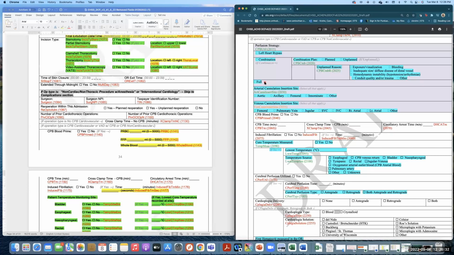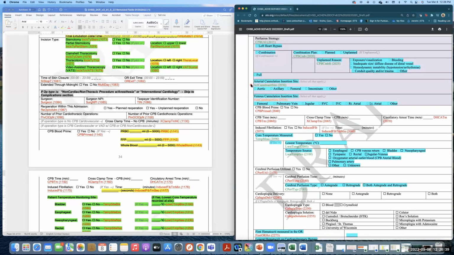The next thing we want to know is the arterial cannulation insertion site. This is the site where the arterial cannula is inserted. And Chastity told me that this is kind of new for you guys, that you're not used to looking at things with this detail level. So we will provide training on this, but basically we have an aortic choice, and that's very common. You have your axillary cannulation site, your femoral, your innominate, or other arterial cannulation site.